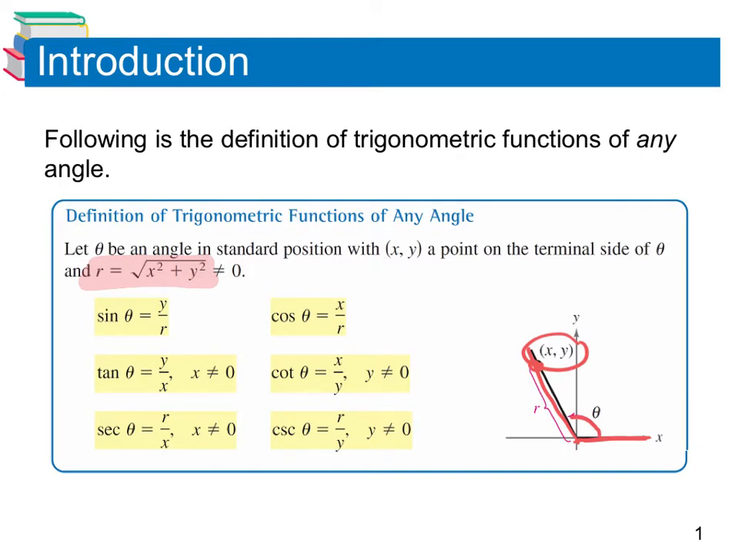And then to find all 6 of our trig functions, we have them all here. So sine of theta is y over r, cosine theta is x over r, tan of theta is y over x, cotangent x over y, secant r over x, and cosecant r over y. So these are the 6 trig functions. All of these questions are going to give us x and y. We need to find r, and then we just plug them in.